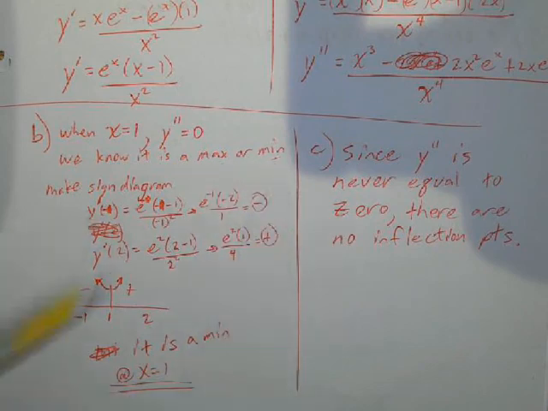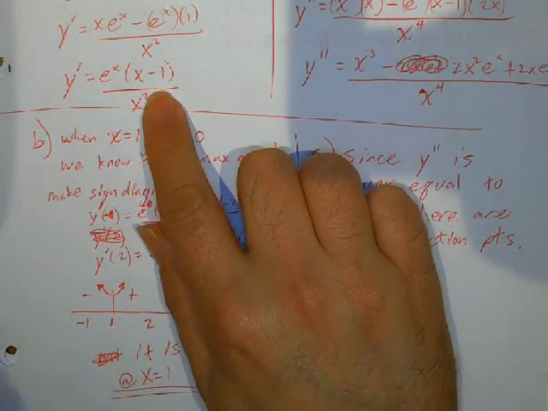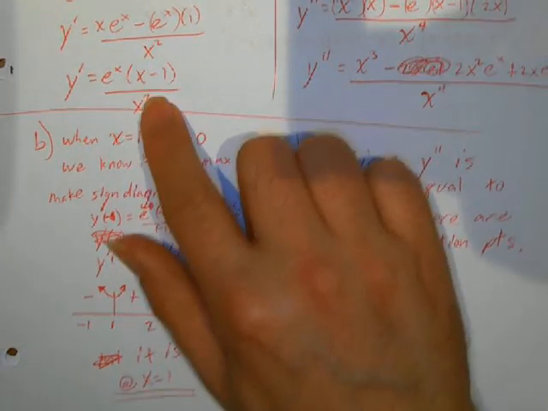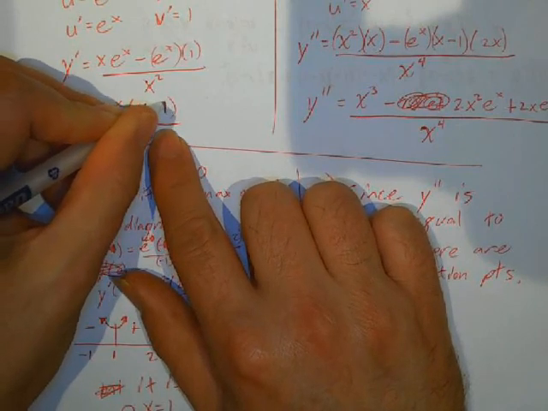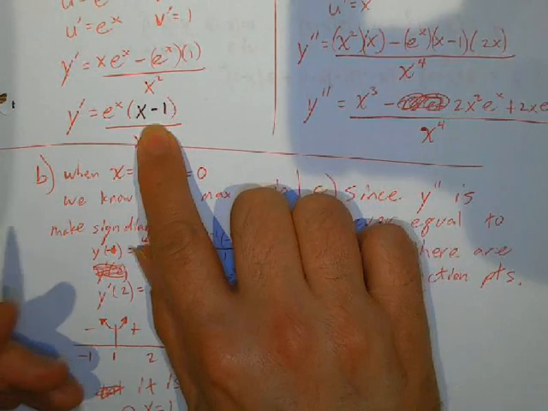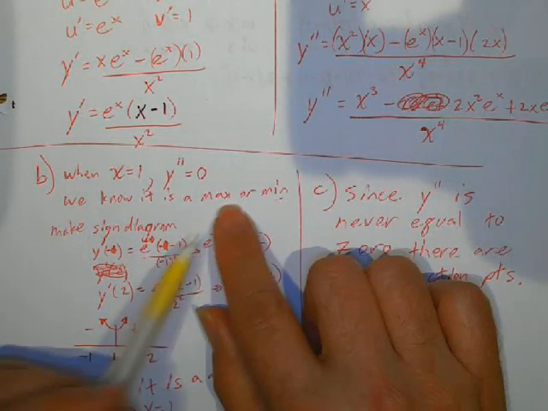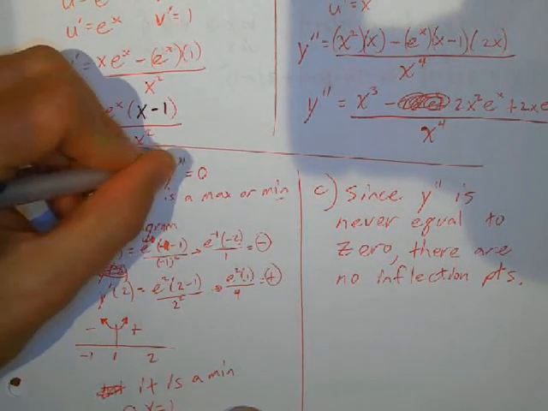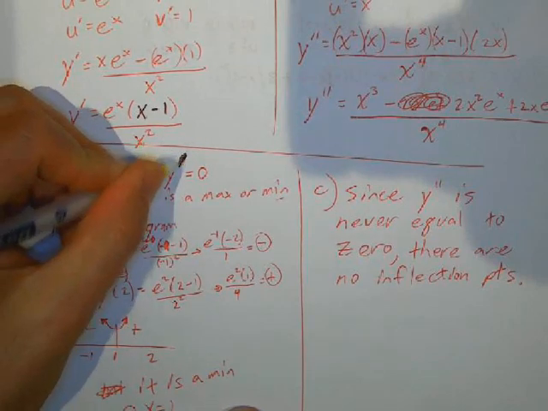Okay, when x is equal to positive 1, we know that the slope is 0 for the first derivative. So if the slope is 0, we know it's going to be a minimum or a maximum. That was wrong. It should have been a single mark because it's the first derivative.